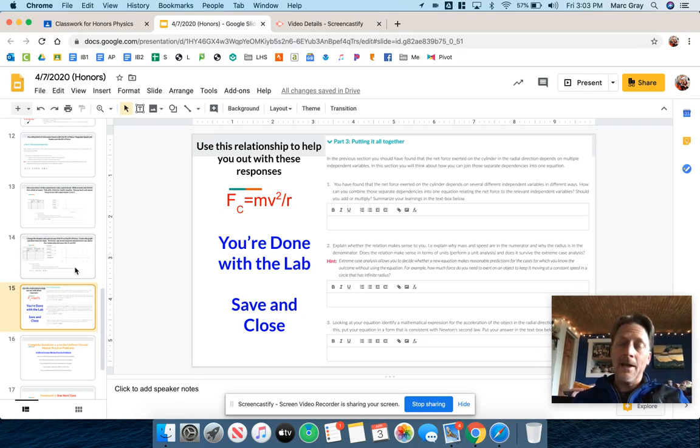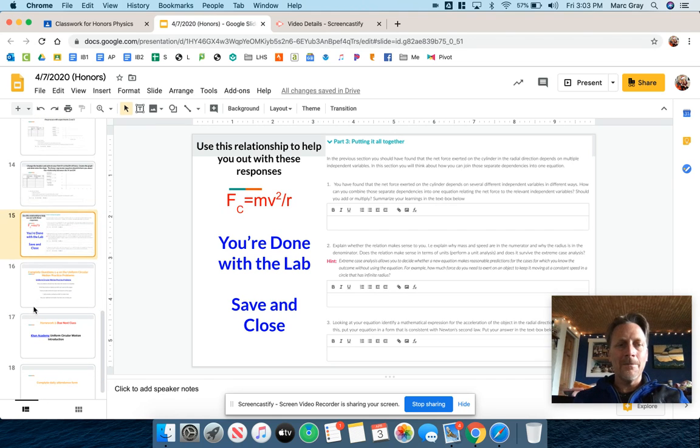Go ahead and save and close, and you're done with that lab. It's mostly going to be based on participation. So really just put some effort in there and learn from the activity.